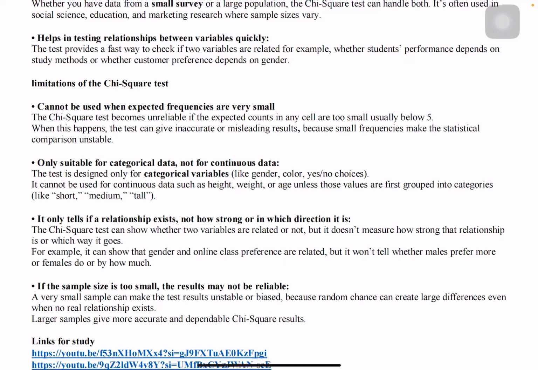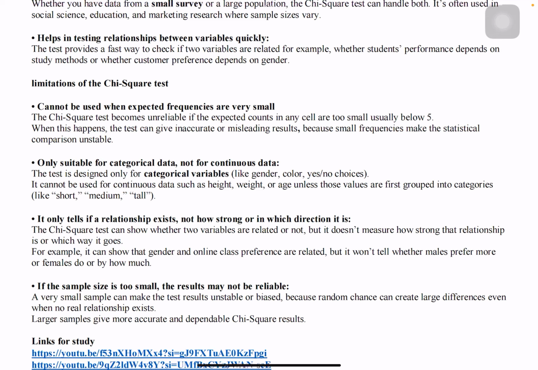Limitations. The chi-square test cannot be used when expected frequencies are very small. The chi-square test becomes unreliable if the expected counts in any cell are too small, usually below 5. When this happens, the test can give inaccurate or misleading results because small frequencies make the statistical comparison unstable.